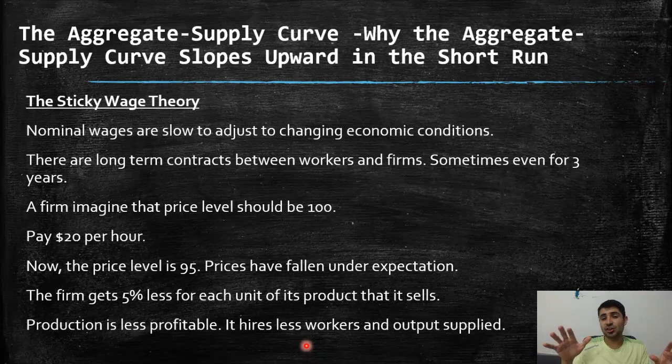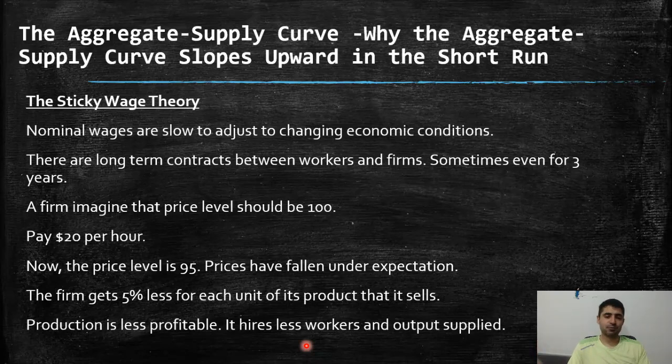It says that nominal wages are slow to adjust to changing economic conditions. So there are long-term contracts between workers and firms, sometimes even for 3 years or indeterminate. For example, if the firm believes that the price level should be 100 and they fix the wage at $20 per hour, now imagine that that's not the real truth. The situation is that the price level is 95. So the prices have fallen under expectations.